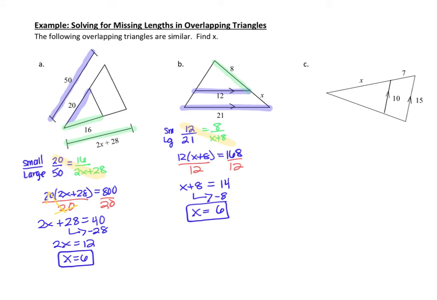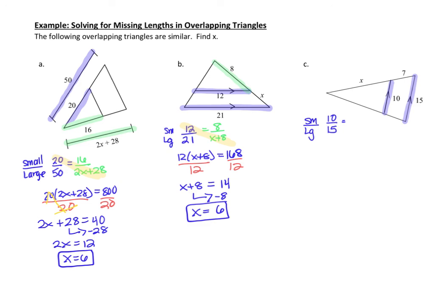Now let's take a look at letter C. We have two overlapping triangles that look very similar to how they did in letter B. We have some parallel sides here and another variable here that we're going to have to be careful and watch out for. So I know that this 10 corresponds to the 15. So I'm going to write my ratio of small triangle to large triangle, 10 over 15.